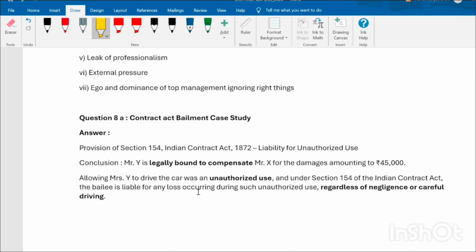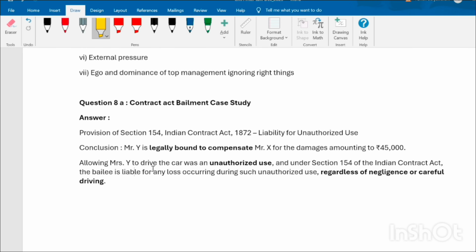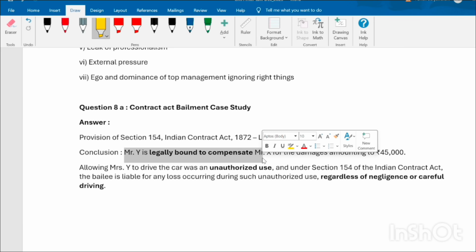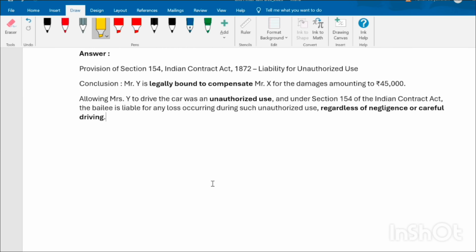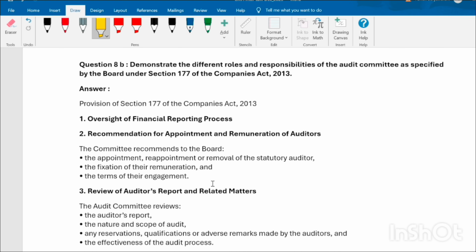So you have to write the whole provision and the concept of this section, and then you have to explain the case study. You have to give this conclusive answer in 4 to 5 lines or more and defend your views. So technically this is correct, that Mr. Y is legally bound to compensate Mr. X. Okay, let's move to the last question.